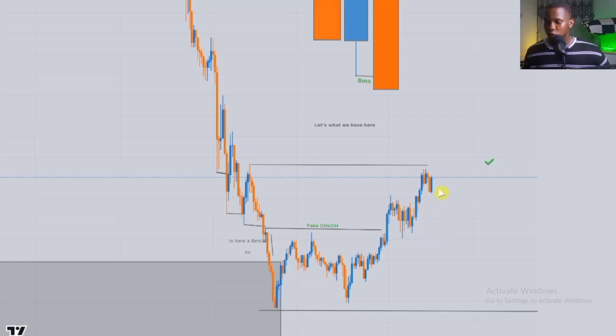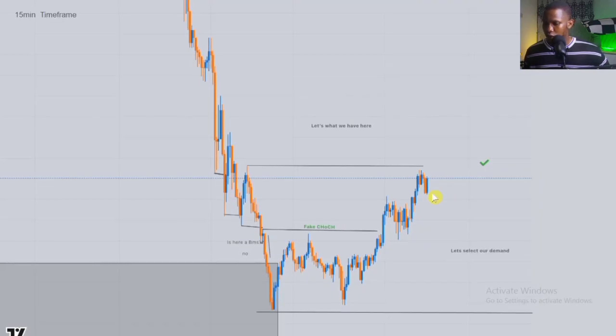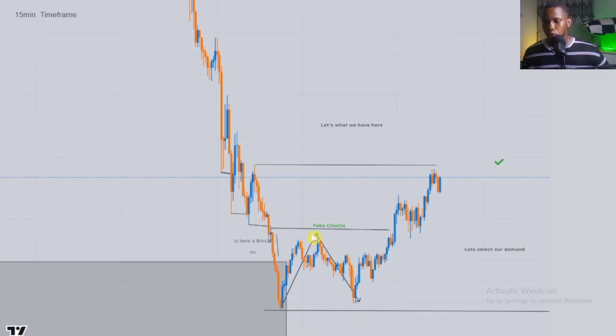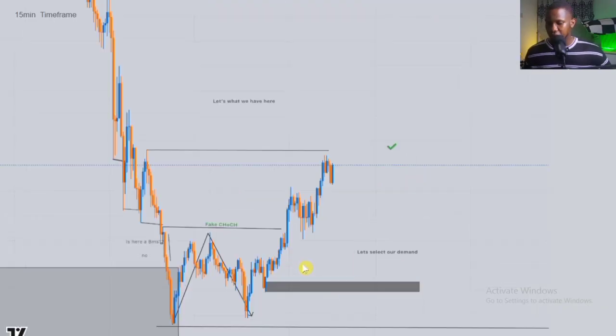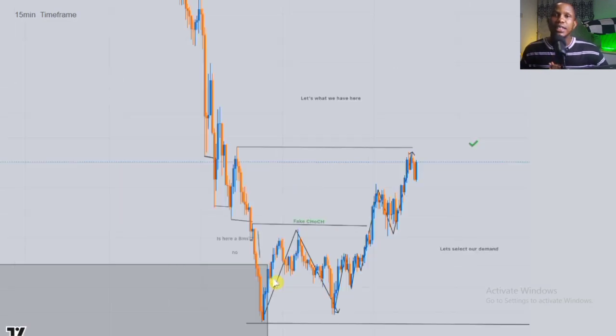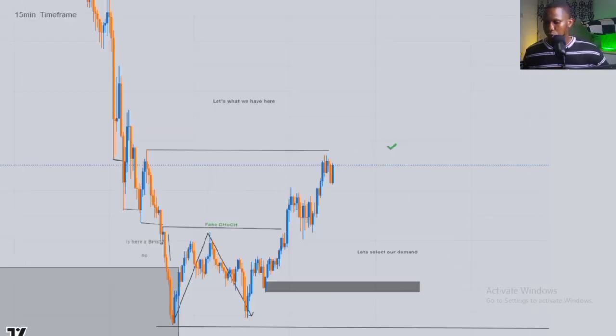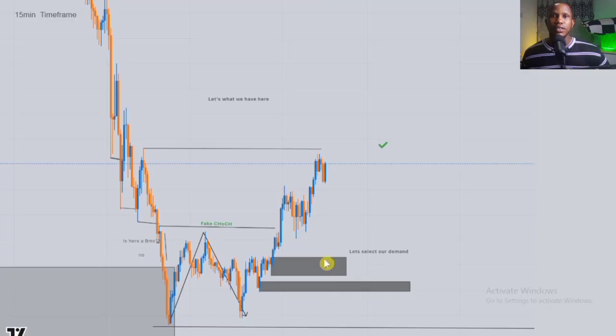After this level was broken, what we'll do is select our demand zone again. We can see a push, exhaustion, a push, exhaustion, a push. And where is our unmitigated demand zone here now? We can see this level. And where is our unmitigated demand zone, guys? Answer for me. Good. We can see this level right here, guys. Where again? This level, guys.